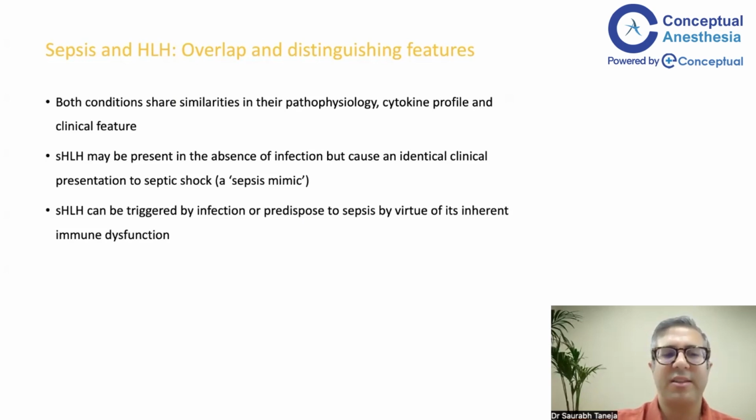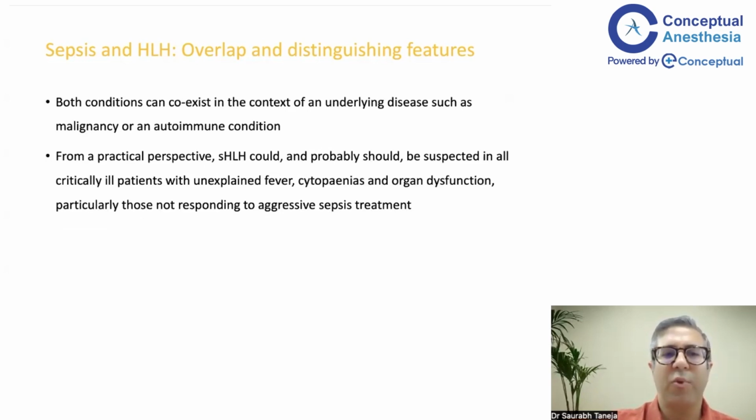So secondary HLH can be triggered by infection or predispose to sepsis, as I told you. And both conditions can coexist in the context of an underlying disease. Suppose the patient has a malignancy or autoimmune disease. This can trigger both things, secondary HLH and sepsis. So from a practical perspective, secondary HLH could and probably should be suspected in all critically ill patients. So what are the common presentations? Unexplained fever, usually bicytopenias, and organ dysfunction. And I'll tell you how we evaluate these patients, especially the patients who are not responding to aggressive sepsis treatment.